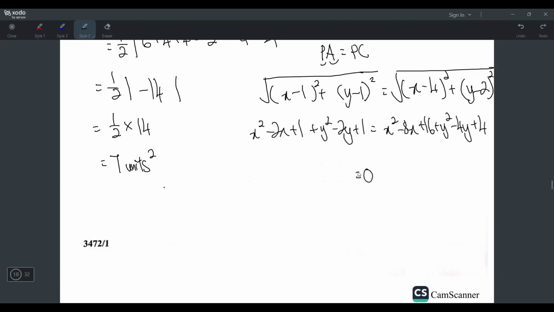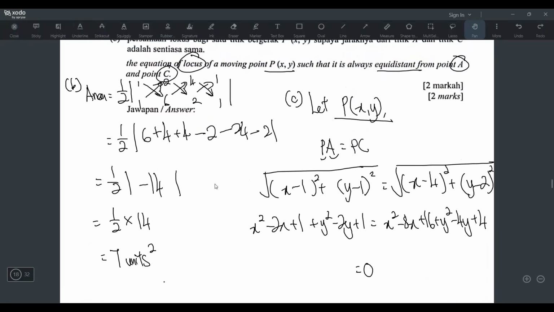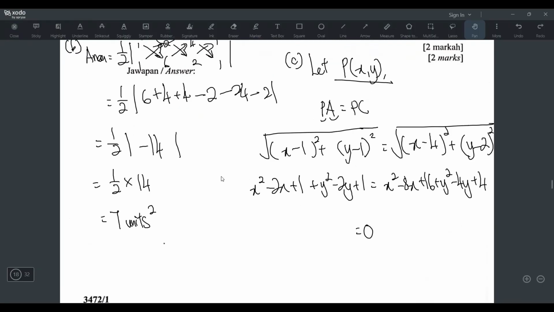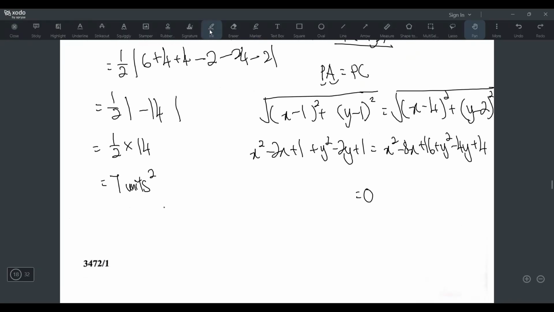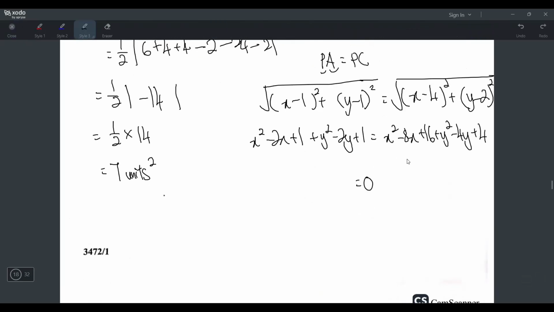Okay, now we have to move everything to one side equals 0, because when we are doing locus questions, we always write the answer in general form. General form means everything on one side equals 0. So we already know this will be a perpendicular bisector. It will be the equation of a perpendicular bisector, so definitely won't have squared terms.